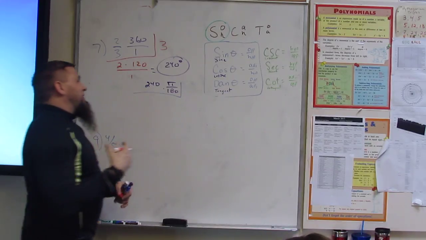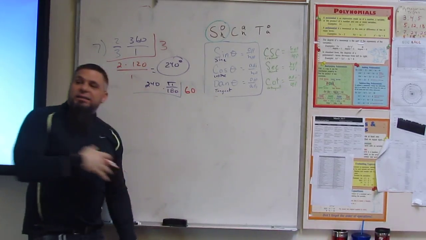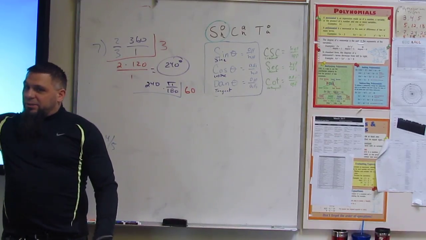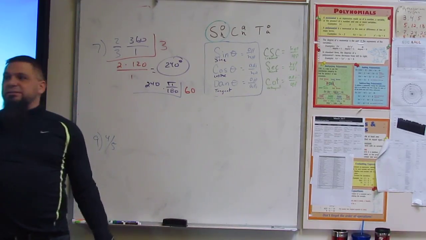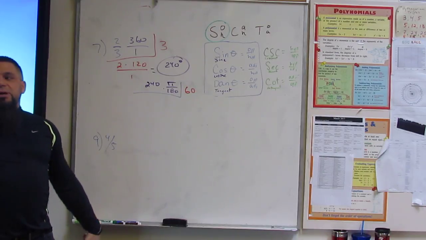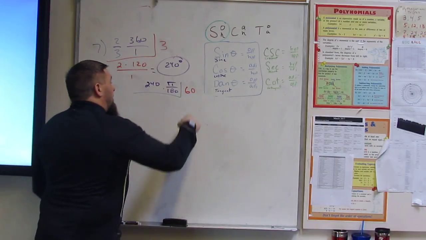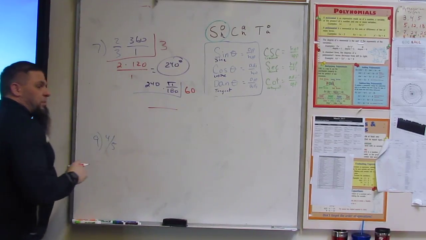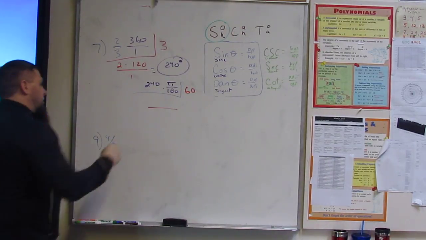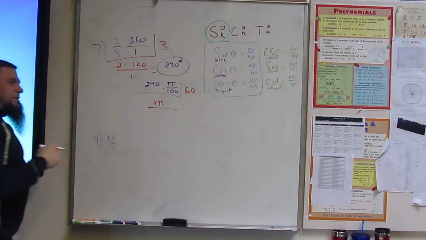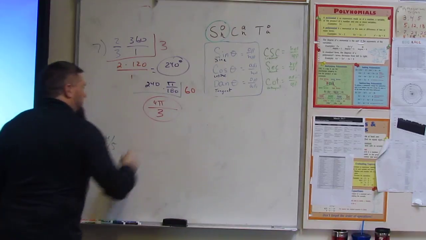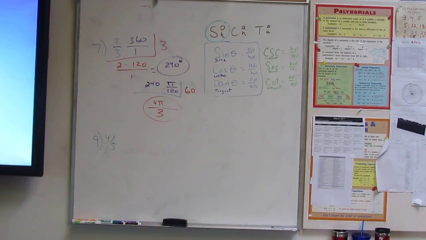If you can do the 60, then take the 60 out. If you need to start with 10, like we did with the other ones, then take 10 out and then take the 6 out. Or take 10, 2, and 3. It's up to you. But she took the 60. 60 goes into 240 how many times? 4. Good. And how many times does 60 go into 180? 3. Good. And we're done. So we're at 4 pi over 3.